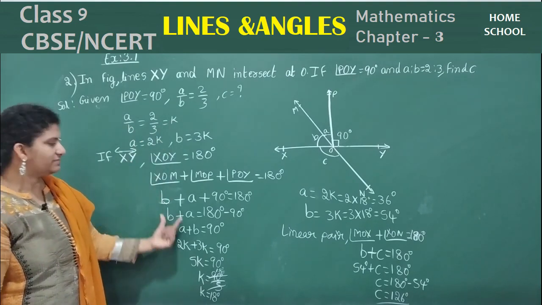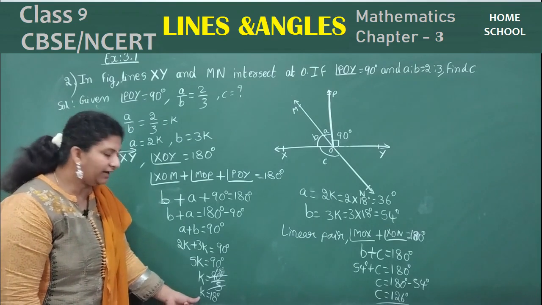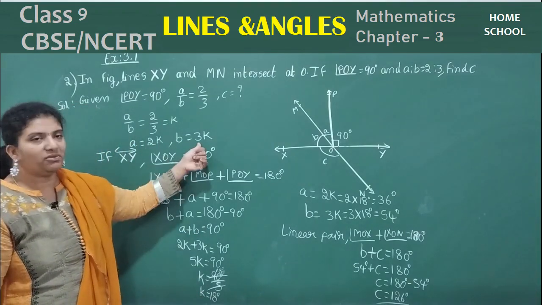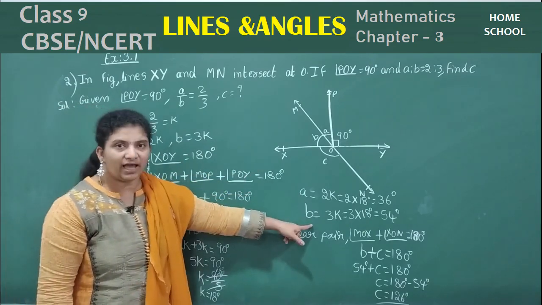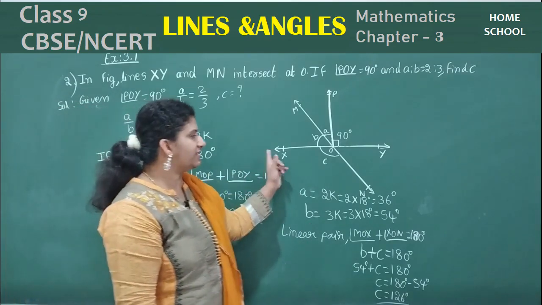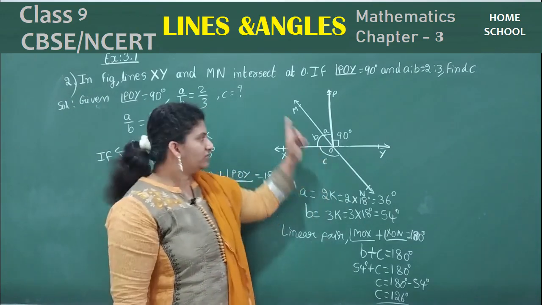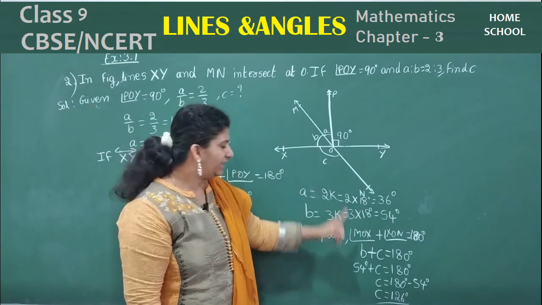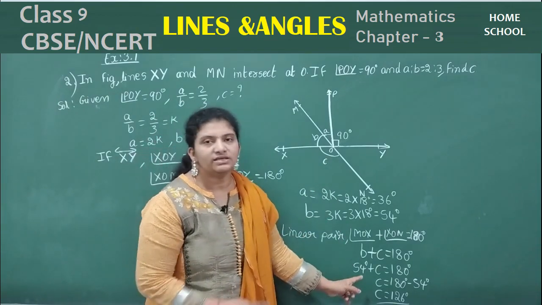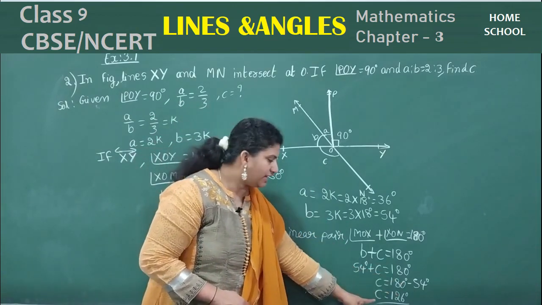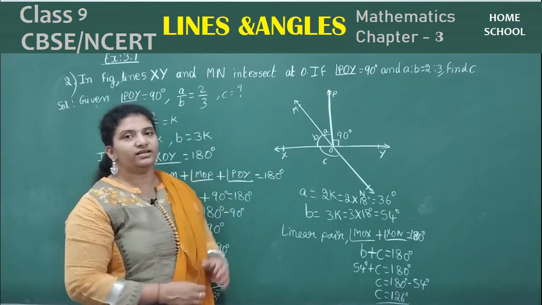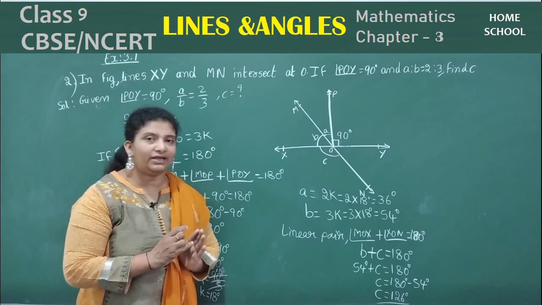So now, substitute here and then add K value you are going to get. After getting K, substitute in A and B. You are going to get A and B value. After getting this, take this straight line, right? This straight line. Angle P plus angle C is equal to 180. You know B value, substitute. Send this value other side. Then C is equal to 126 degree. So children, listen carefully and do now itself.